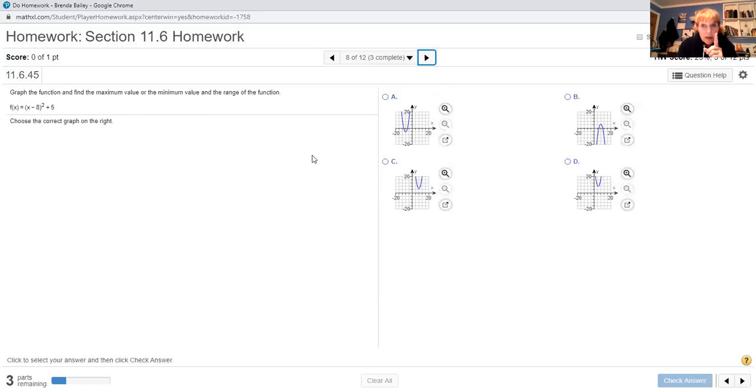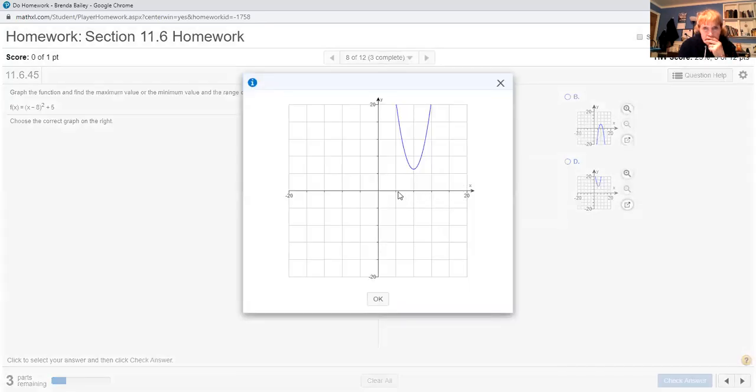Also, I know it's opening up, so you can use the process of elimination. It cannot be A because we're going to go to the right 8, not to the left 8. It can't be B because it opens down. Our A is positive, it opens up. Let's look at C. And again, you can enlarge these. We want an 8, 5 vertex.